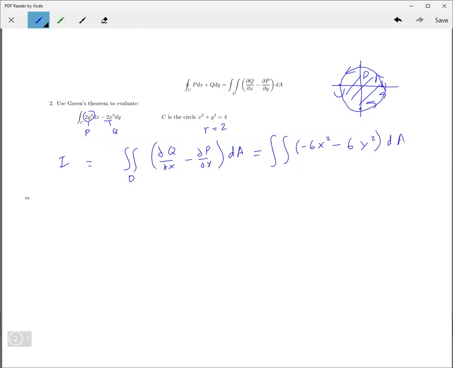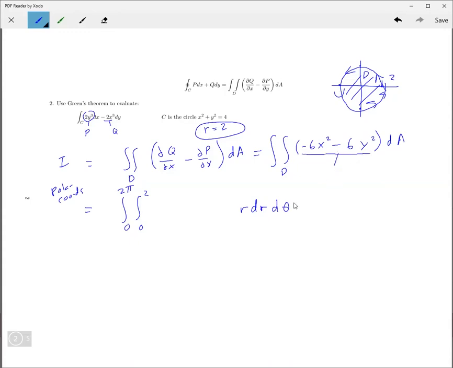Okay, now if we're integrating over this circle, then we should probably use polar coordinates, right? And r is going to go from 0 to 2. The radius was 2, so we've got to keep that in mind. So r goes from 0 to 2, so r dr d theta, and theta is going to go from 0 to 2 pi. That gives us the whole circle.